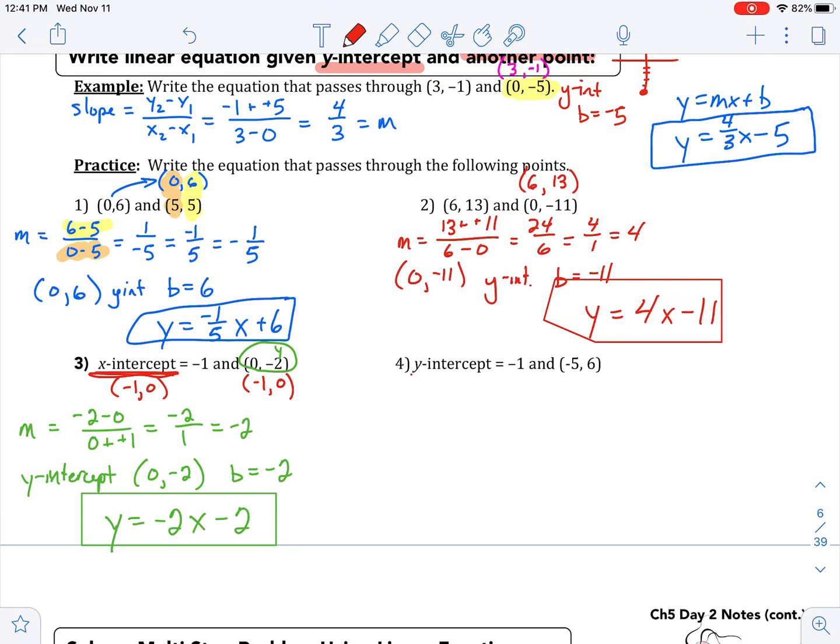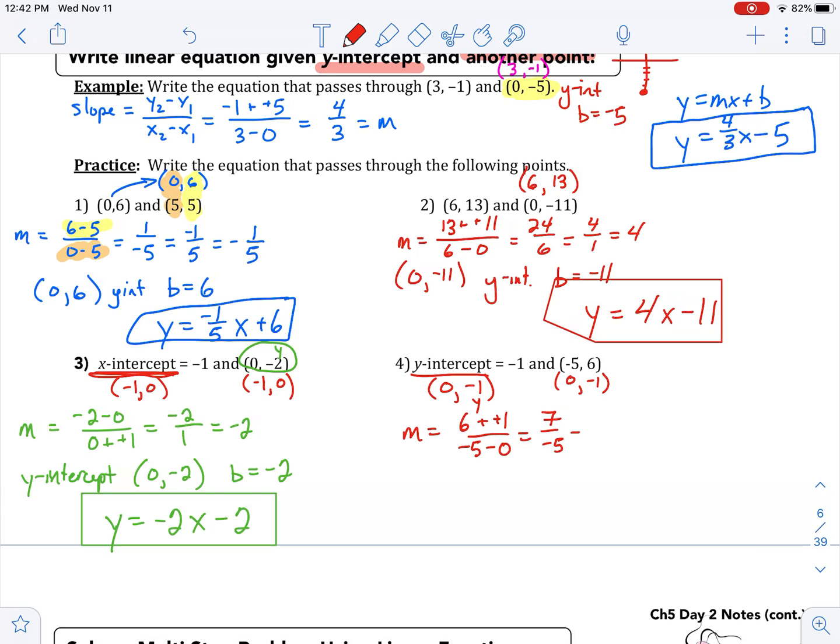All right, here we're given a y-intercept. Given a y-intercept, we know that this ordered pair is 0, negative 1, because that's the y value when x is 0. Again, I'm going to stack these points and go through the calculation of finding the slope. We're going to do top minus bottom, so 6 minus negative 1, and negative 5 minus 0.